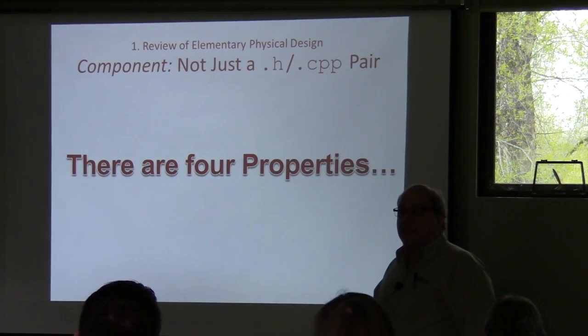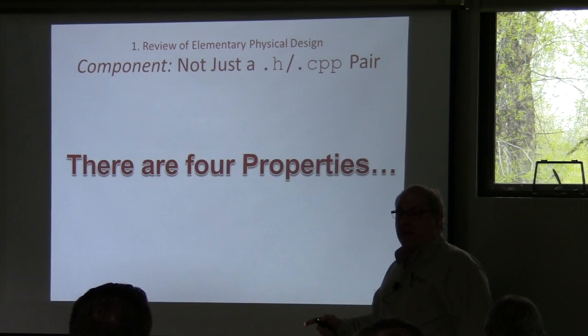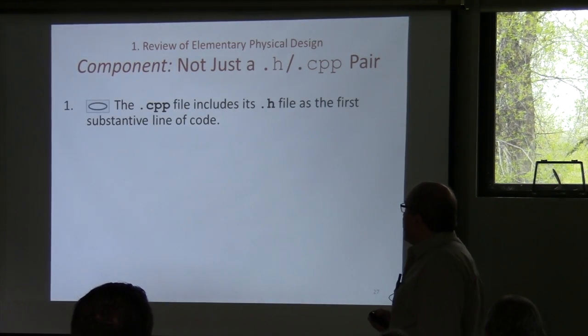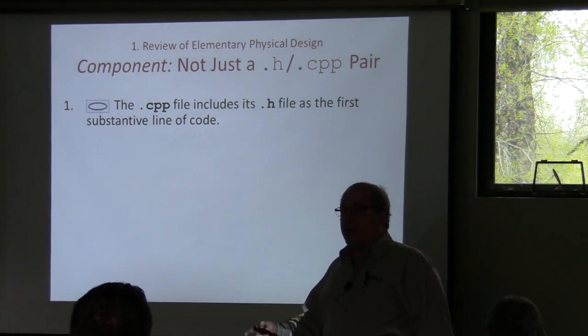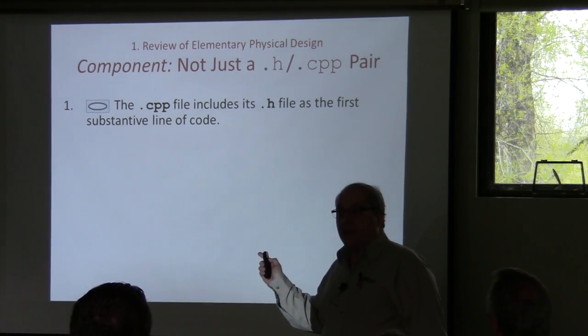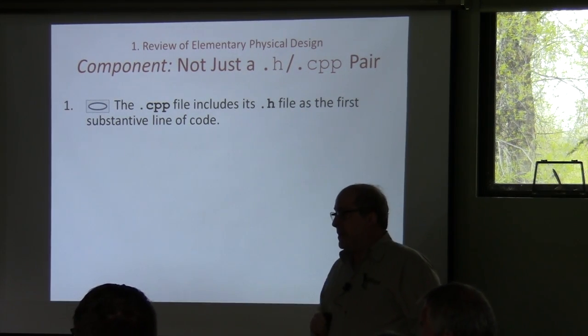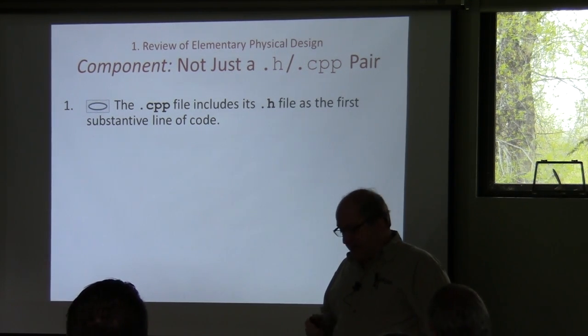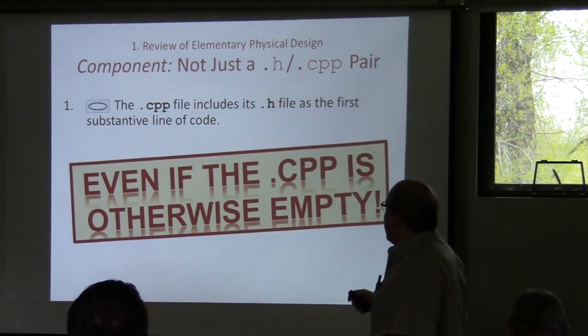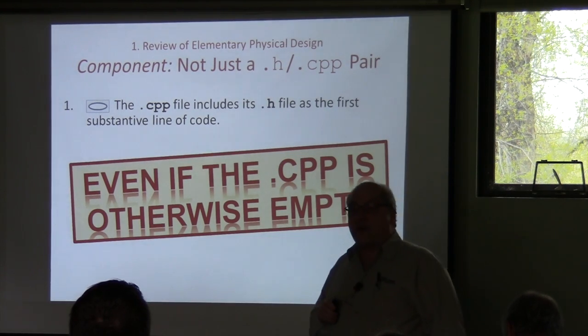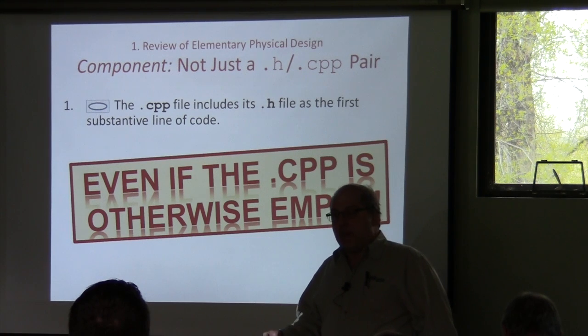There are four properties that make a .h/.cpp pair a component. The first one is that the CPP file includes its H file as the first substantive line of code. Now, could somebody tell me why I make sure that I include the .h file as the first substantive line of code? Yes, ma'am. It's important that somebody do it. Right, so that you can check it compiles. That's very good. It's important that somebody does it so that we know that it compiles in isolation. And so even if the CPP file is otherwise empty, we always include it in the CPP file.